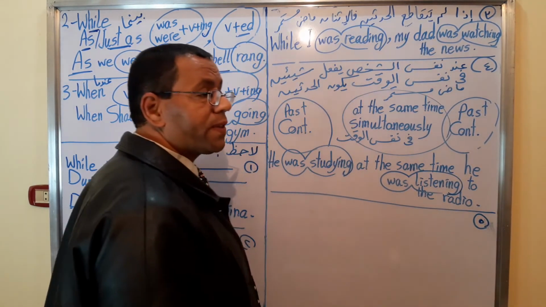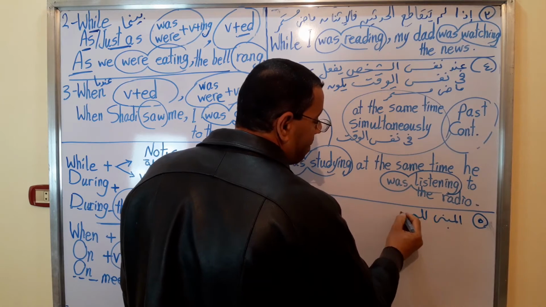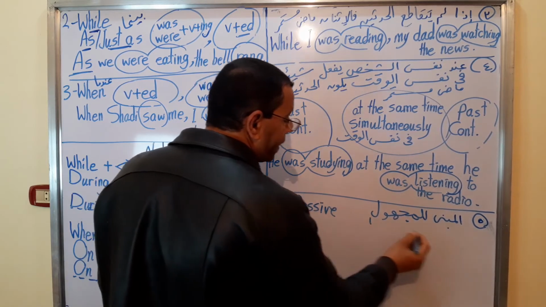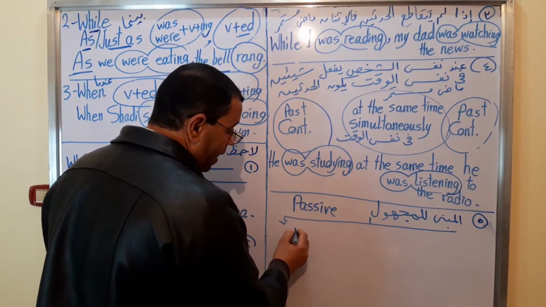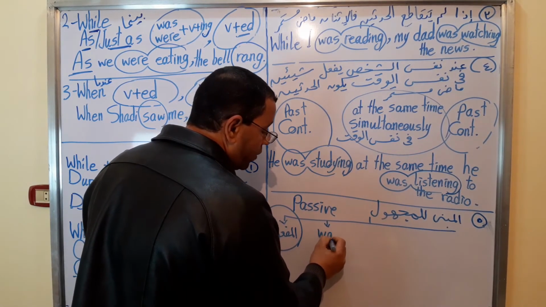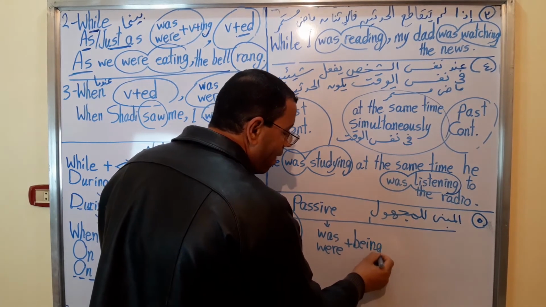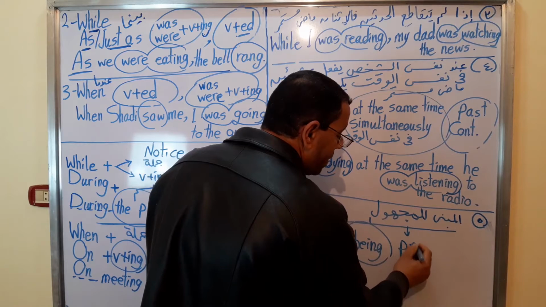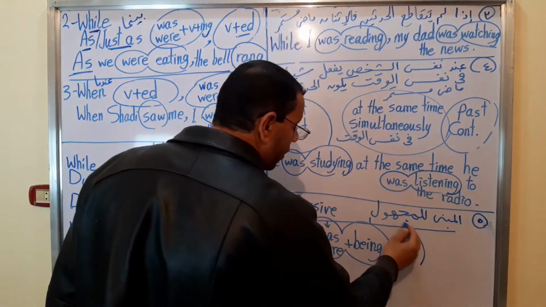Number 5, the last thing, we have the passive with the past continuous. In the passive we have the object. أجيب الأوبجكت الأول. We get was or were plus being. Being in the passive form. We use was or were, being, plus past participle. I can say by if I need, by فلان.